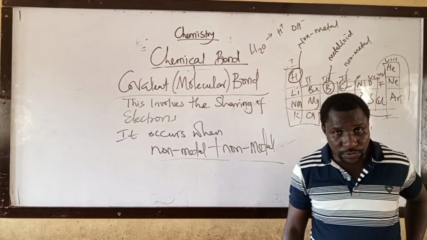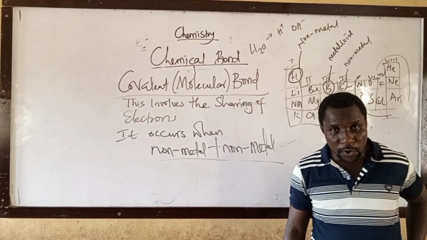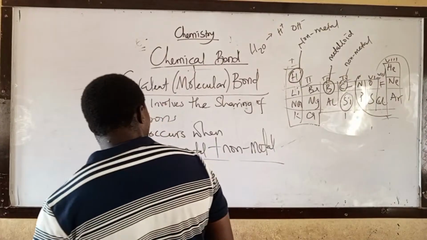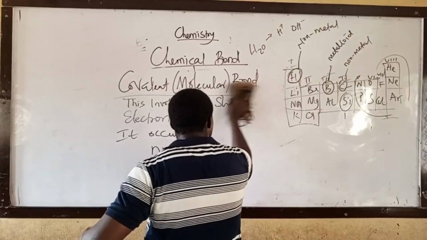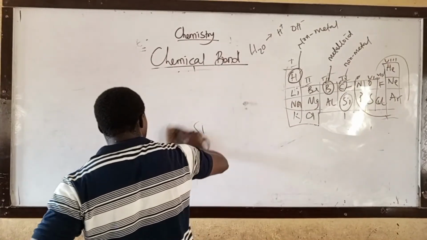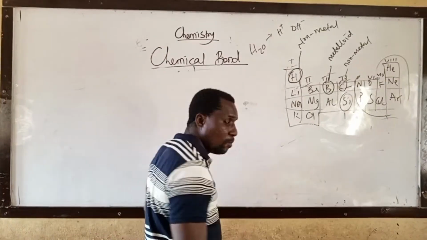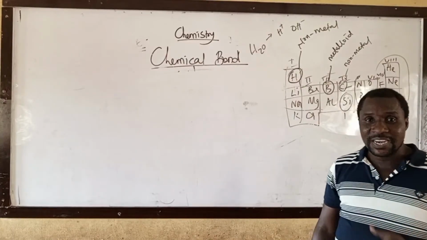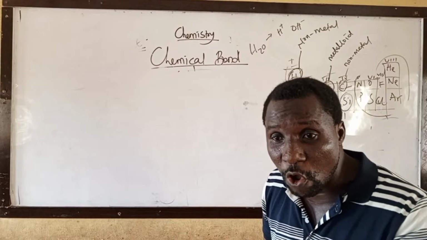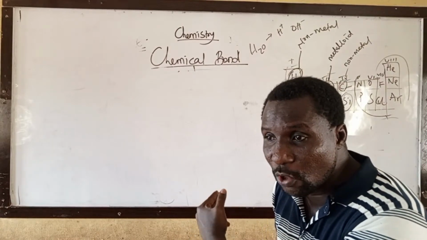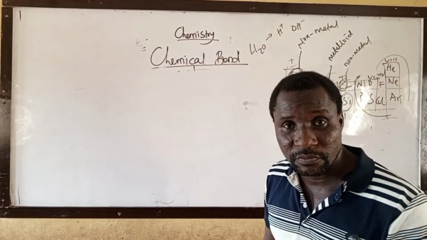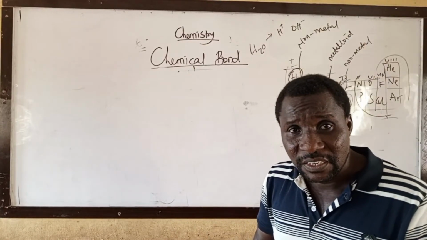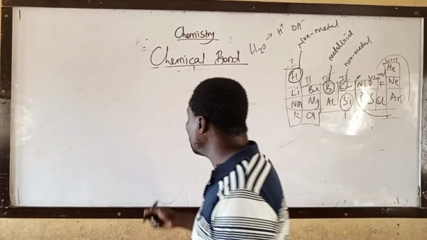Let us stop. E.g., formation of molecules of gases. That's where we are going to stop. Formation of molecules of what? Gases. If they ask you, what kind of bond occurs in molecules of gases? Class, what kind of bond occurs in them? Covalent bond. Whenever you hear molecules of gases, the kind of bond that occurs in them is called covalent bond.